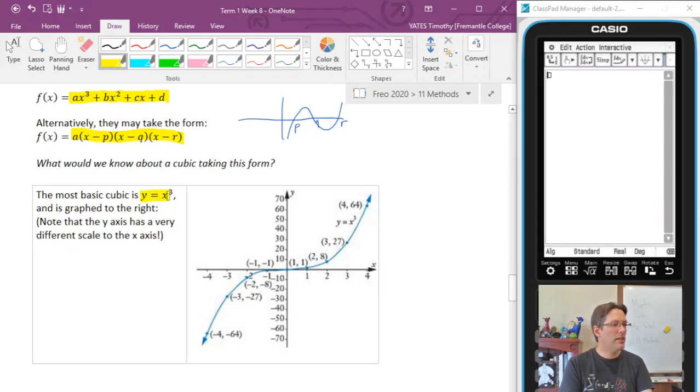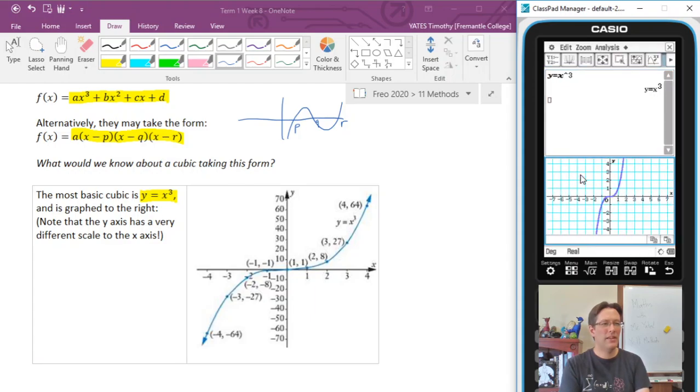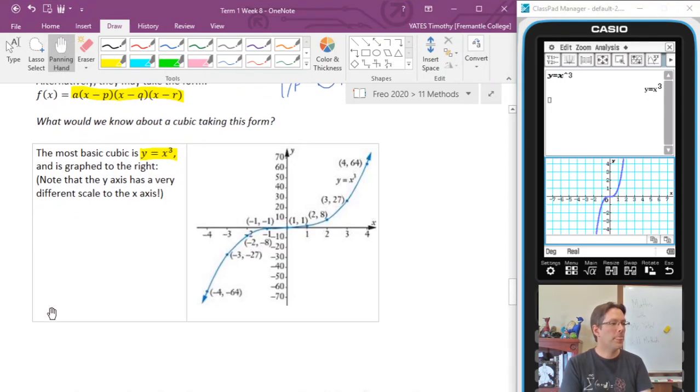So the most basic cubic is y equals x cubed, and it's graphed on the right here. Note that the y-axis is ramping up really quickly from 10 up to 70, so each interval is 10, whereas as we go left and right, we're only going up by 1, 2, 3, 4. If I was to graph y equals x to the power of 3 in my calculator, we can see that mine is much steeper than the one we've got over there because they've just changed the y-axis so that it covers a lot more values. So it's got a much higher range on the y-axis.